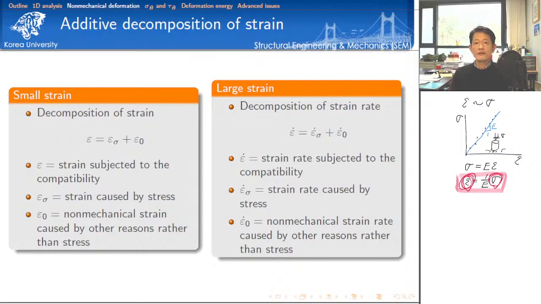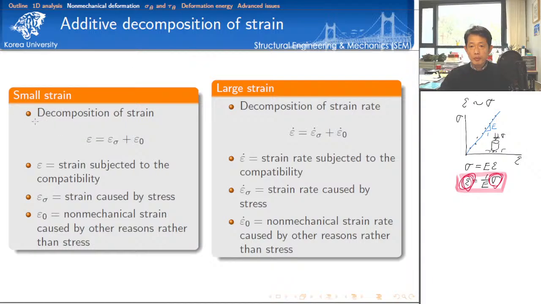So what if there is another strain contribution, for example, by some temperature change? Everybody understands that if there is any temperature change, strain increases or decreases. If temperature increases, then for ordinary materials the volume increases too. We call it dilatancy. And when temperature drops, the volume decreases, isn't it?